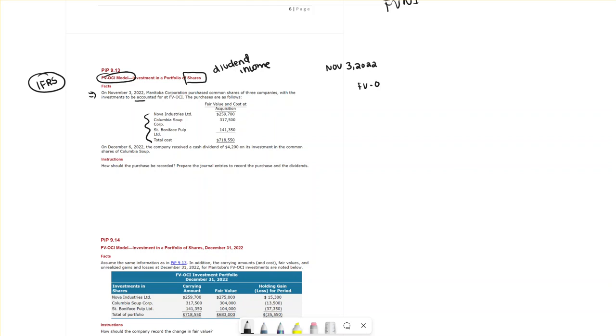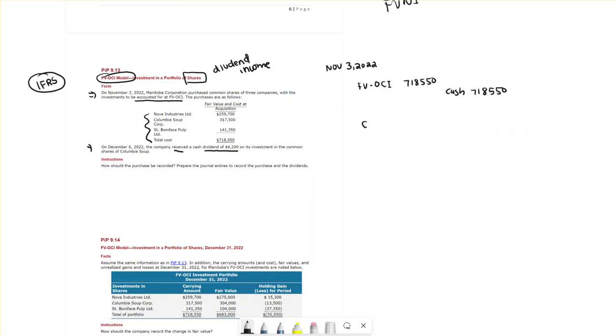The management tell you what they want, how they want to record this investment. They want to do it under OCI. So if it's OCI, I will purchase it at a fair value. I will give them a cash of 718,550. They told us on December 31st. What they did is we received a dividend.